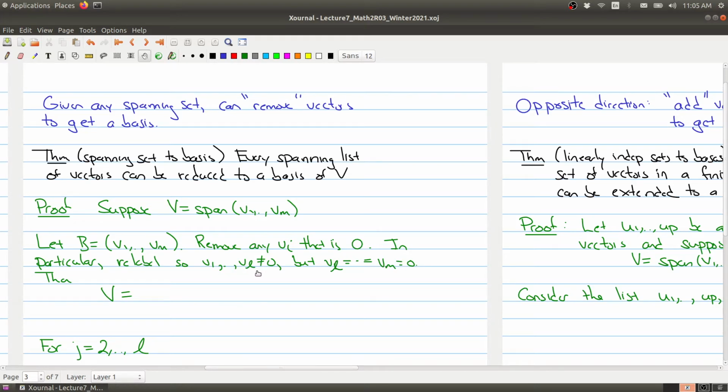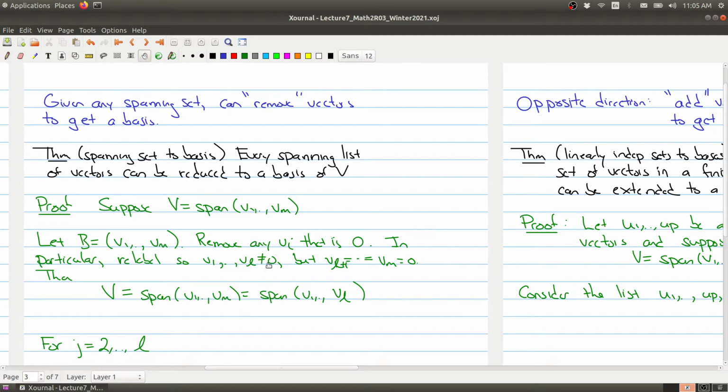So we're going to assume that the first L of them aren't 0, but the last L of them, from L plus 1 to M, are 0. Basically, we're going to wipe out all the zeros, because the spanning set of V1 through Vm is still going to be the spanning set of V1 through VL. These 0 vectors don't really contribute to the spanning set. So as the first step, we've eliminated all the 0 vectors from my basis, or my possible basis.